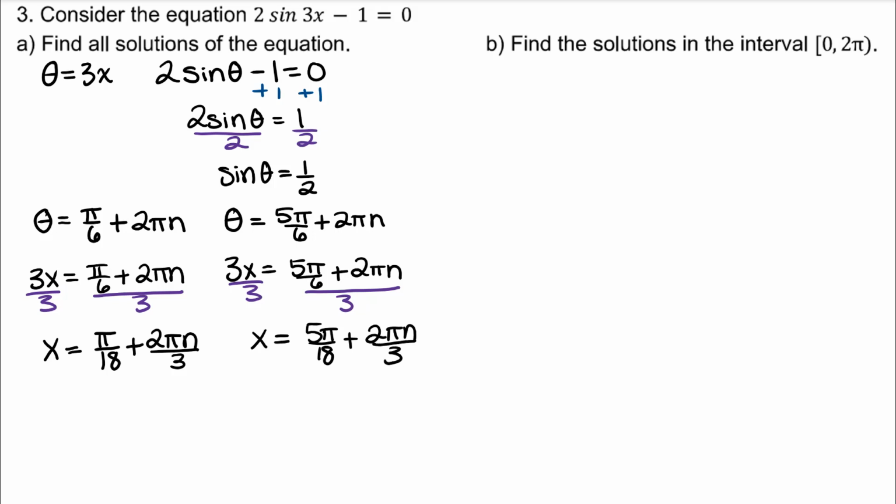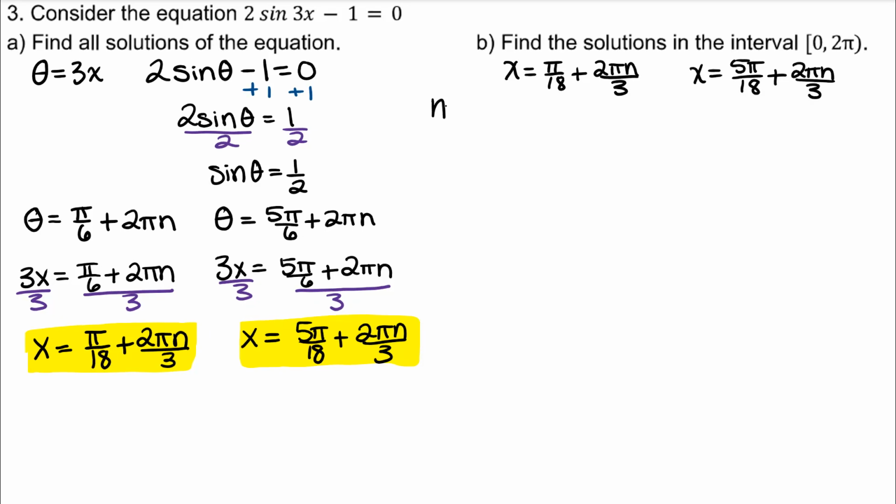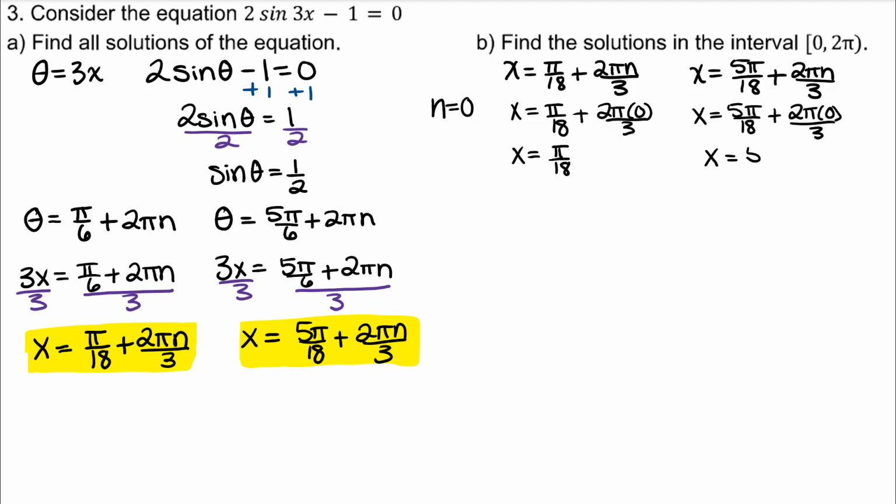Therefore, x is equal to pi over 18 plus 2 pi n over 3, or 2 pi thirds n, and x is equal to 5 pi over 18 plus 2 pi thirds n. To find the specific solutions on the interval 0 to 2 pi, we'll need to use the expressions we created and plug in various integers beginning with 0. When n is equal to 0, our first expression gives us the answer pi over 18, and our second gives us 5 pi over 18. But we have more answers between 0 and 2 pi. When n equals 1, plug in 1 for both expressions and simplify.